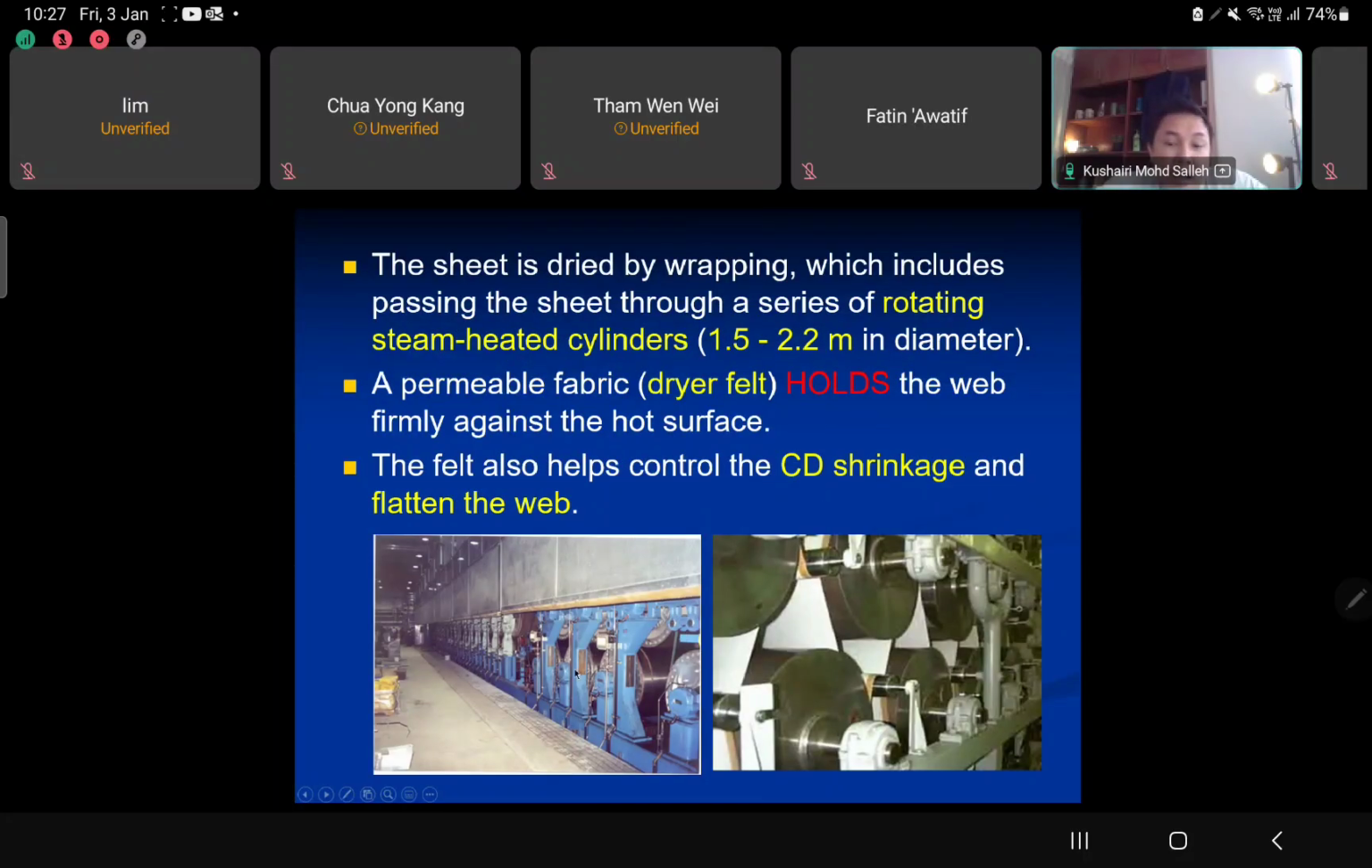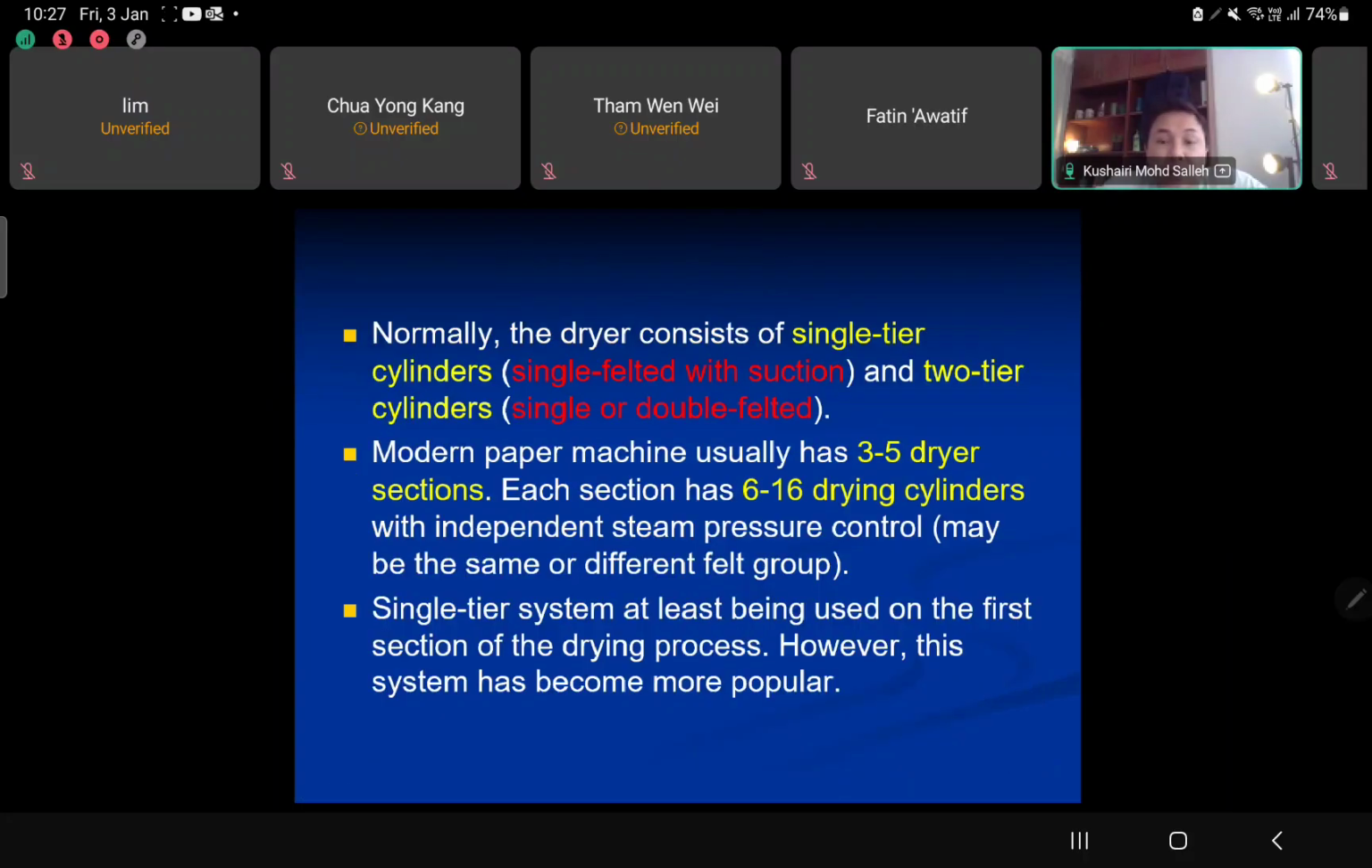Let's say this is the first drying section. When we count, these are the drying cylinders. In each section, they contain about 6 to 16 drying cylinders. So can you imagine how big the drying section in paper making is? Let's say they have 5 drying sections, and each section has about 16 drying cylinders. Can you imagine how much space the drying sections consume? So you need to remember each section has 6 to 16 drying cylinders with independent steam pressure, with the same or different felt group.